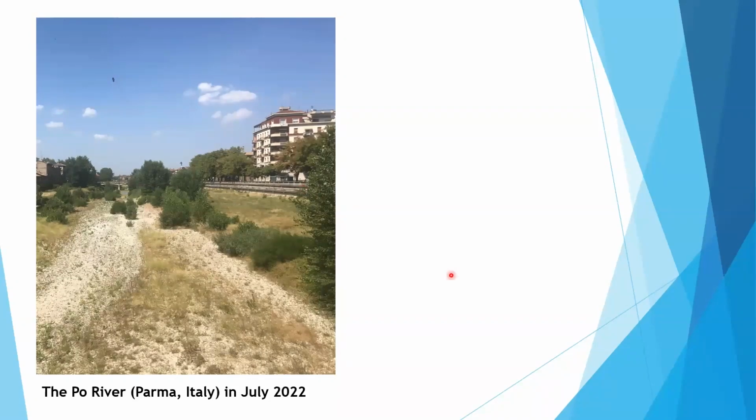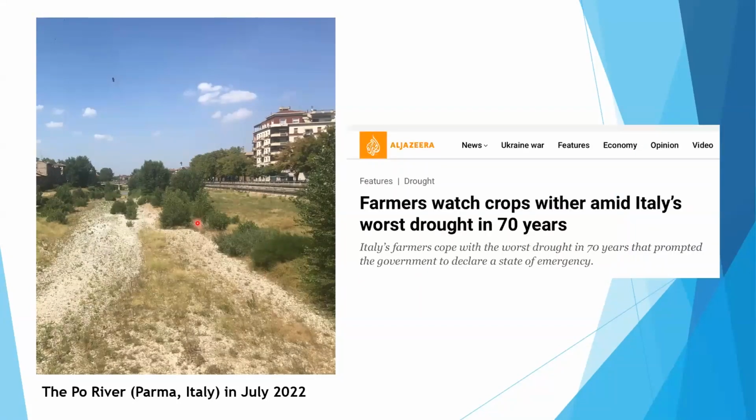And this is the Po River through the middle of Parma last year when we were doing those field trials. It often dries up, but this is an absolutely extreme example. And actually, when we were doing that last year in Italy, the state declared a state of emergency because there was so little water, and that was really impacting agriculture. So I think it's important to really visualize that and understand what a massive problem that is.